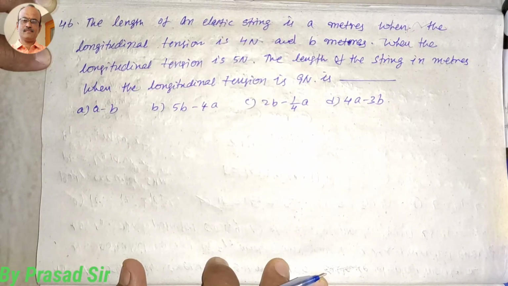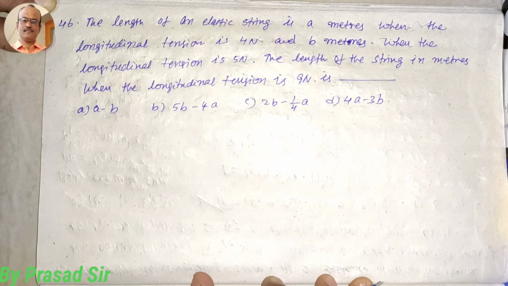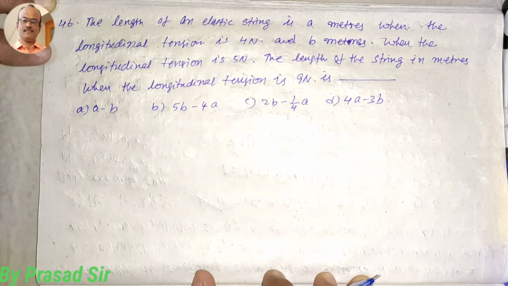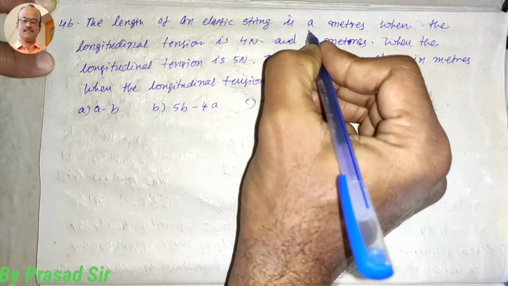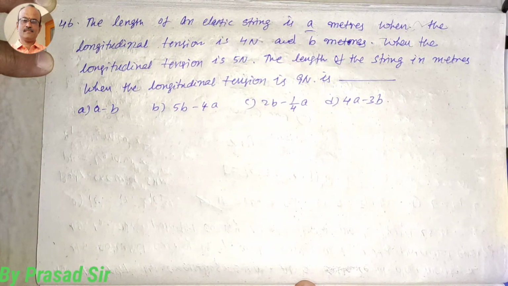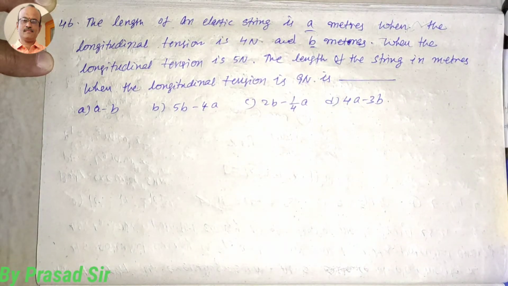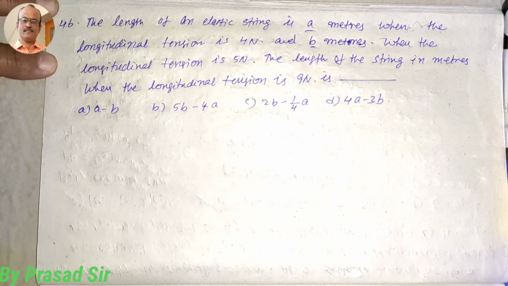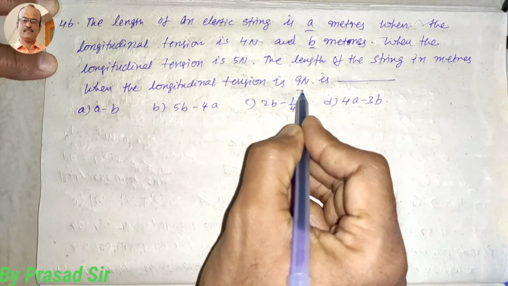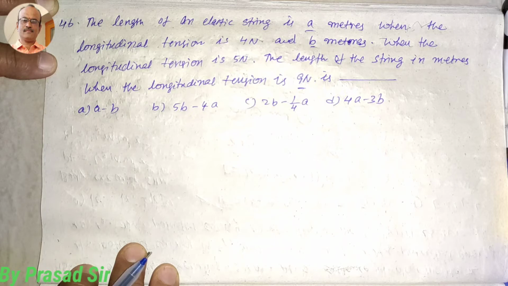Now the question number 46. The length of an elastic string is A meters when the longitudinal tension is 4 newtons and B meters when the longitudinal tension is 5 newtons. Find the length of the string in meters when the longitudinal tension is 9 newtons.